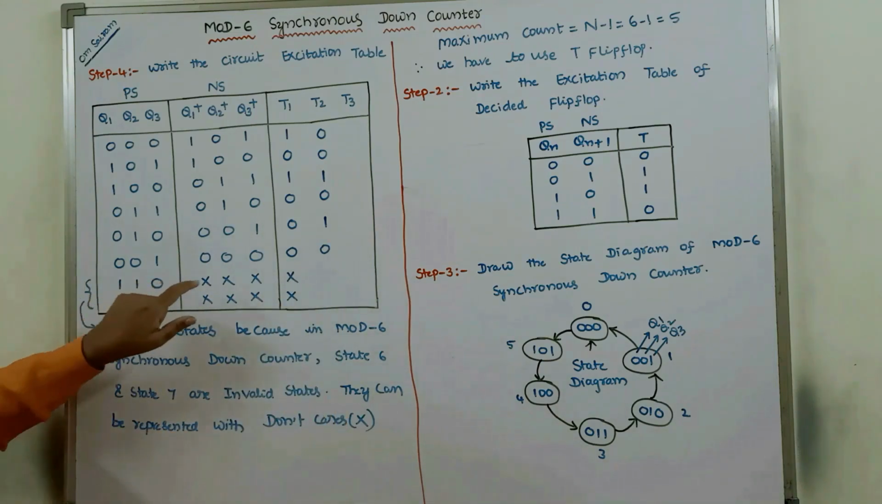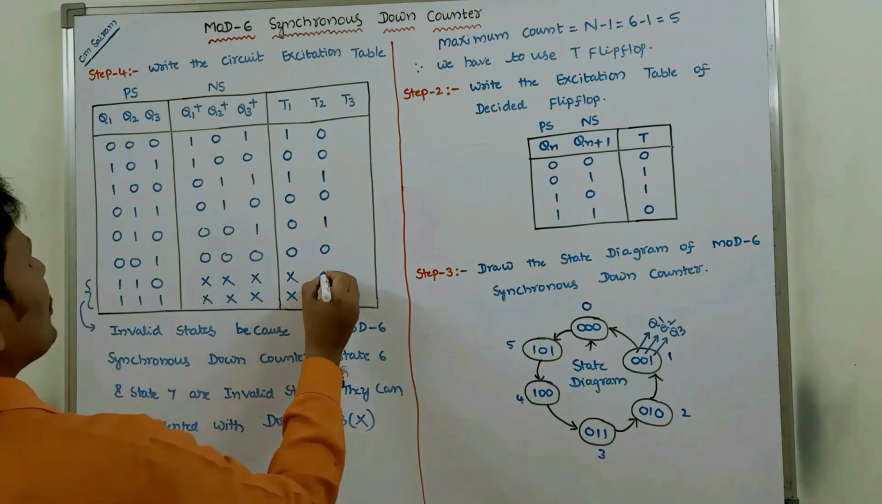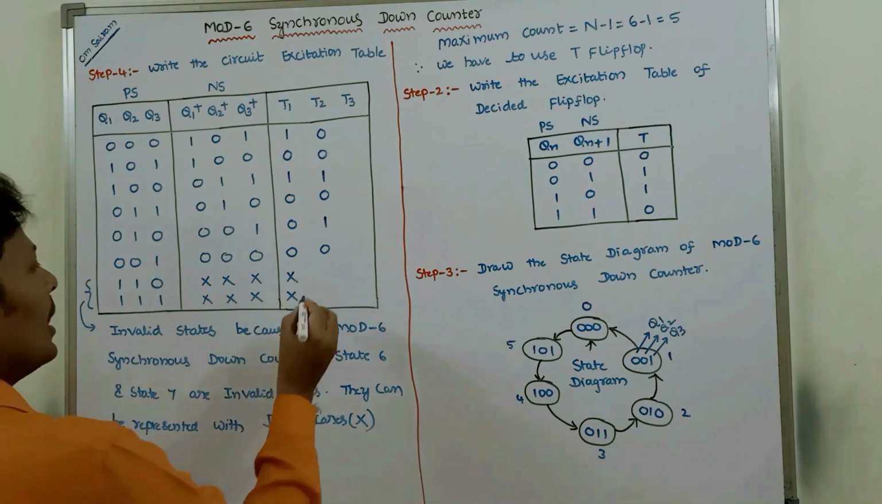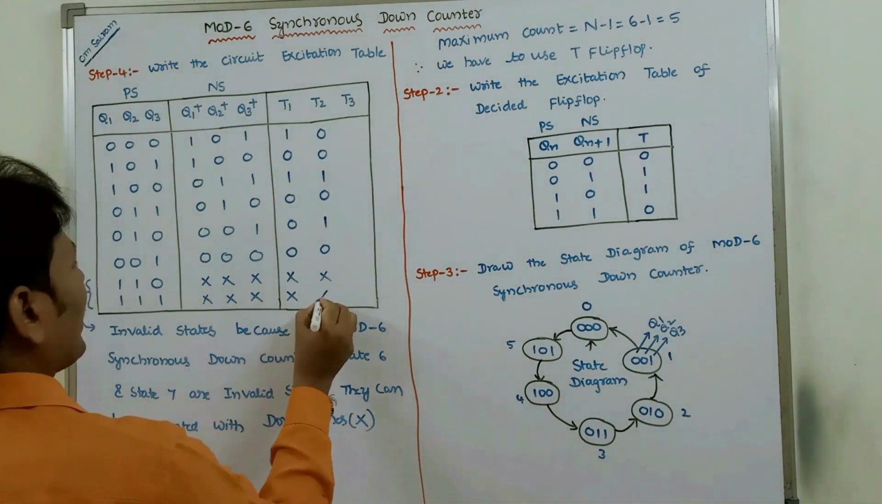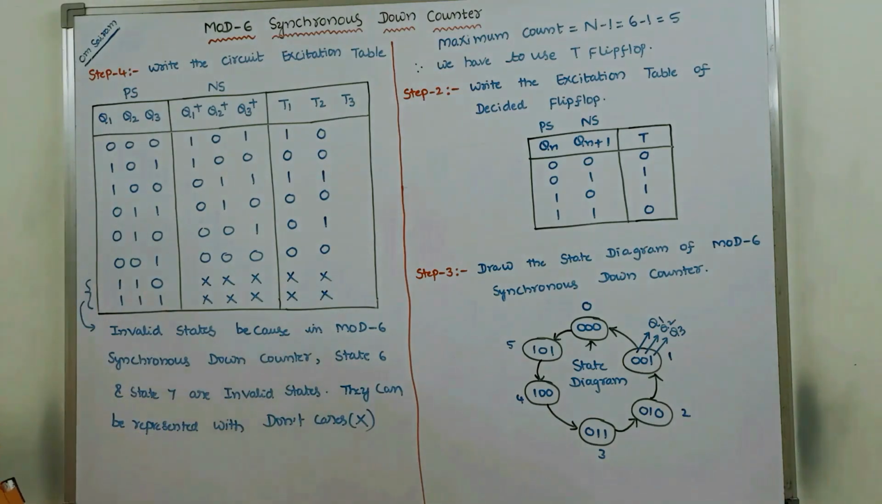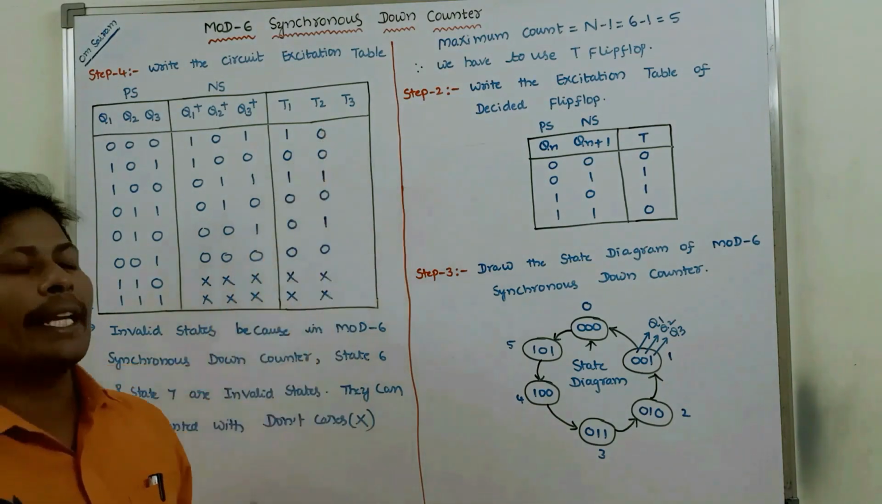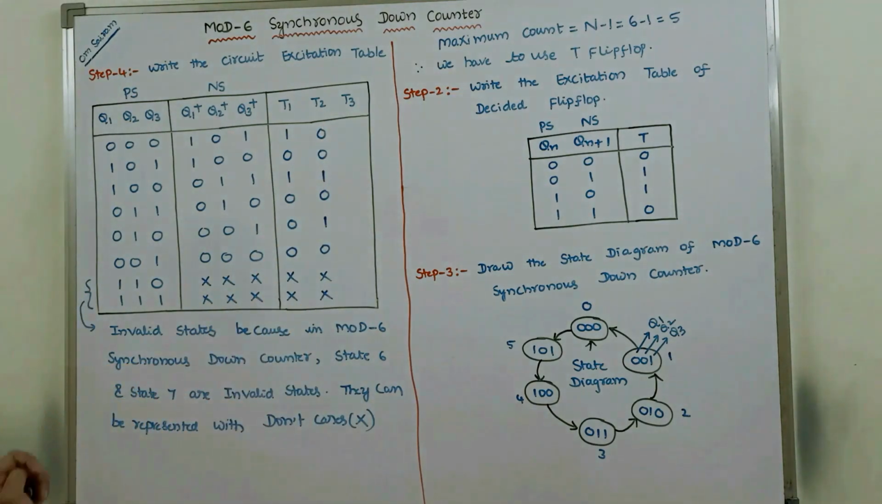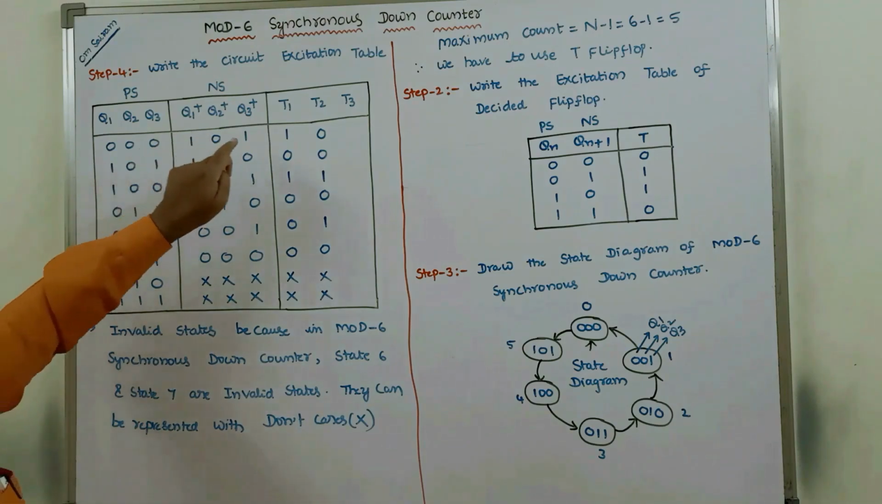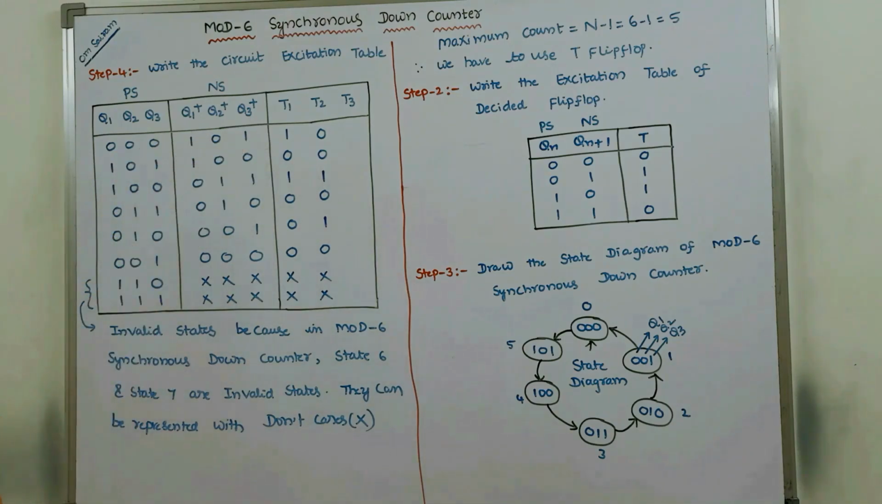Here 1, here don't care. One of the input is don't care among the two inputs. The output is also don't care. Here also don't care. Next, for filling out T3 column, we have to consider Q3 and Q3 plus as inputs.